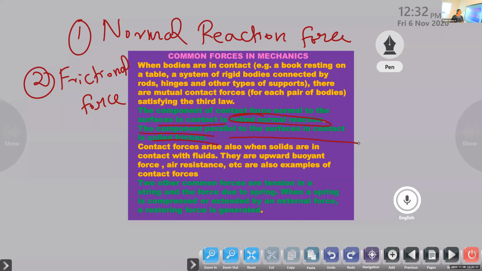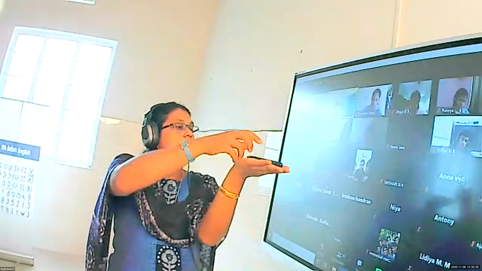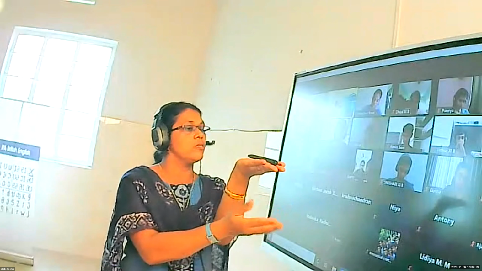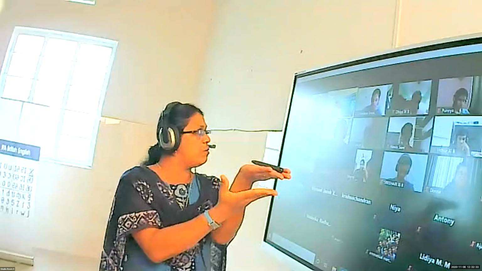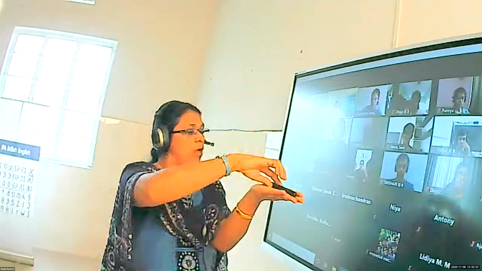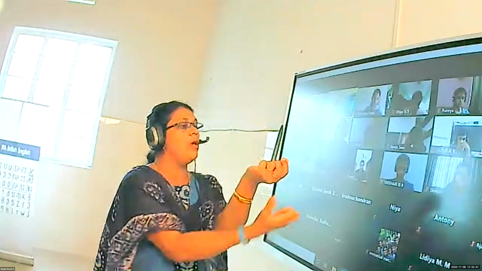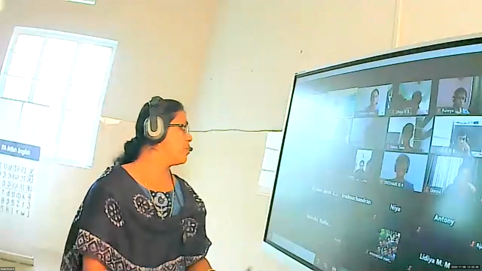That means, suppose this striker is lying on my hand. The frictional force between this striker and my hand acts parallel, not like this. Normal reaction force will be like this. It's always perpendicular. Gravitational force is this way, but normal reaction force is this way. So that's the meaning of it.